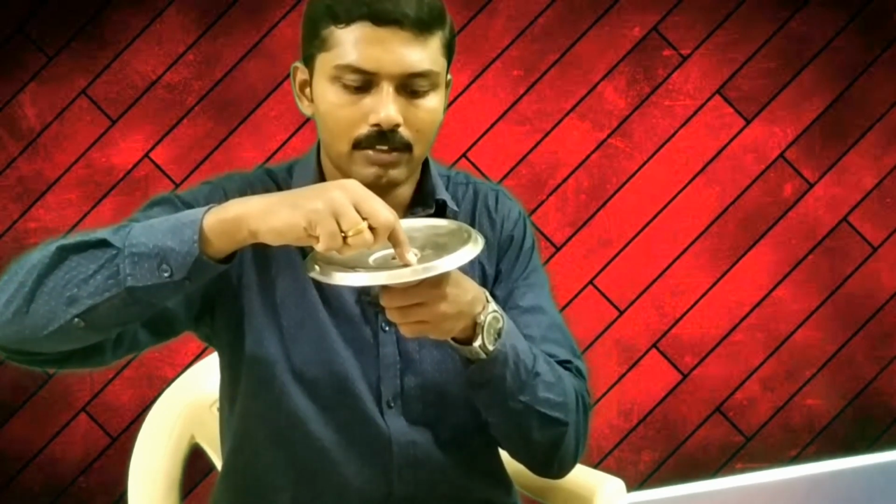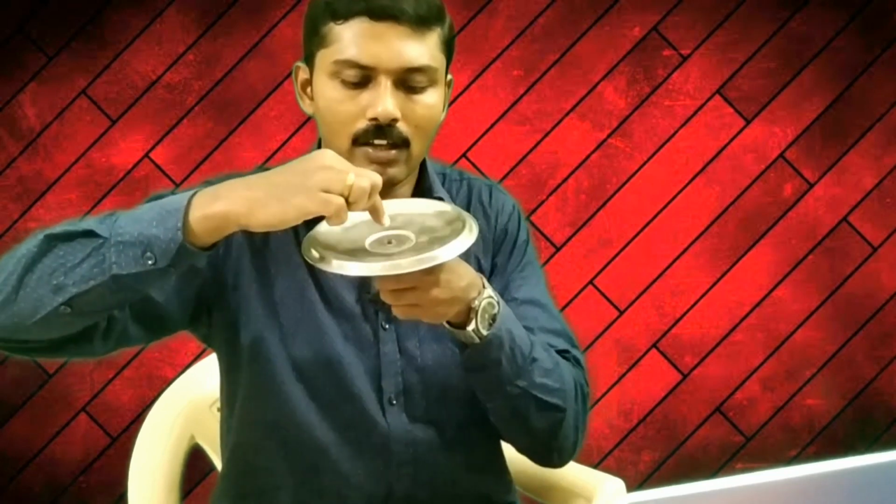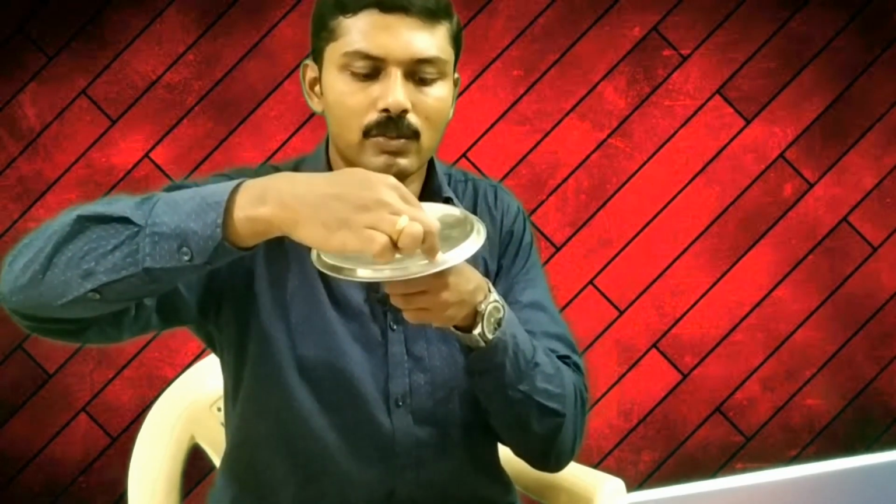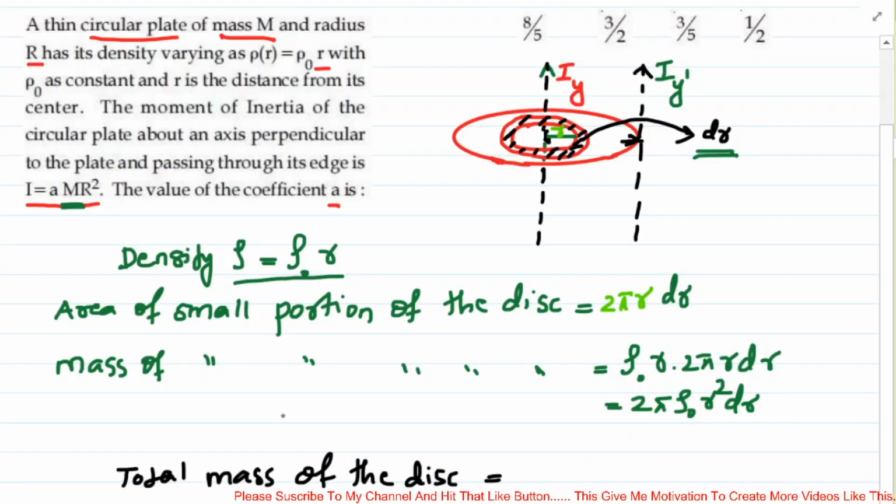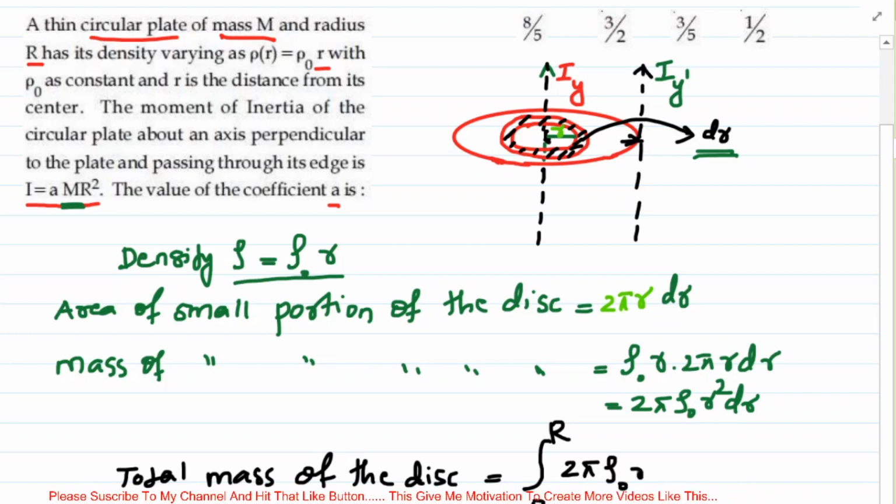Okay, right. Then what we do is, to find out the total mass, we start integrating it from the center of the disk to the edge of the disk, giving you the total mass of the disk. So if we come back to the figure, what I have to do is integrate it from 0 to r, right? And what is the mass? A small mass is 2 pi rho naught r square dr.